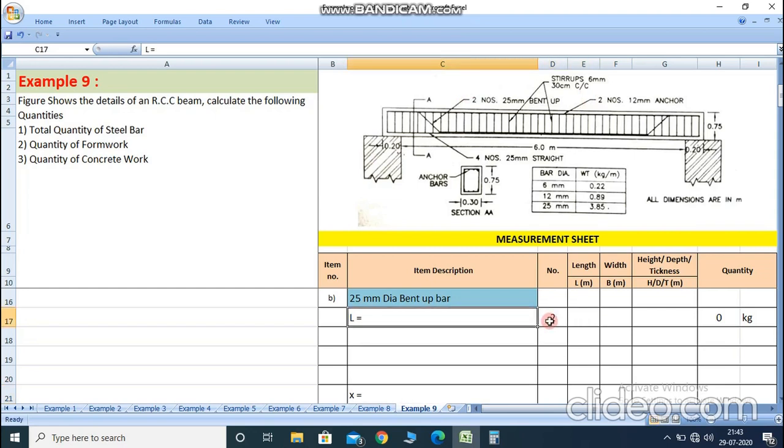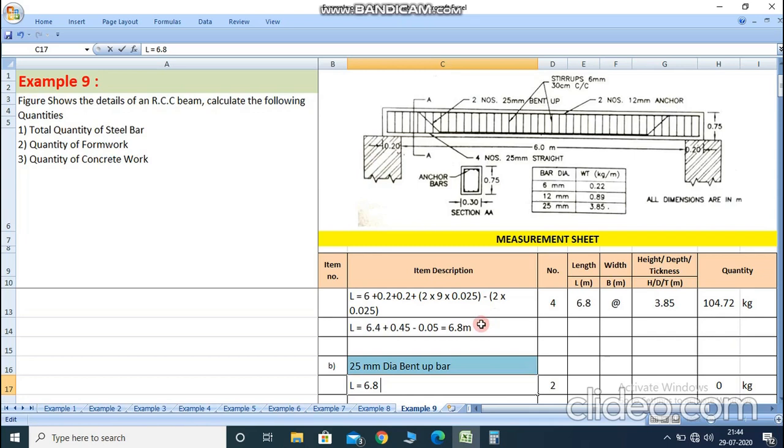Then after, in a bent up bar we first find out the total length of the bar. For finding out the length of the bar, here we already calculated the length of the bar is 6.8 in above step. See this one, 6.8. But here bent up bar is provided.